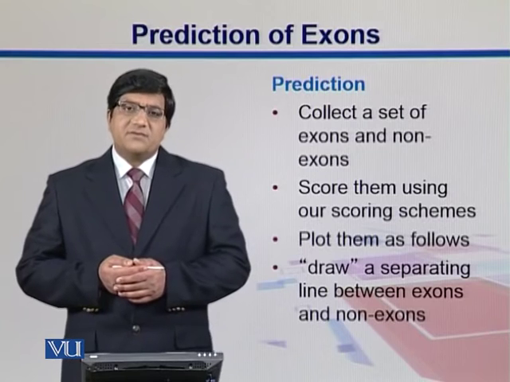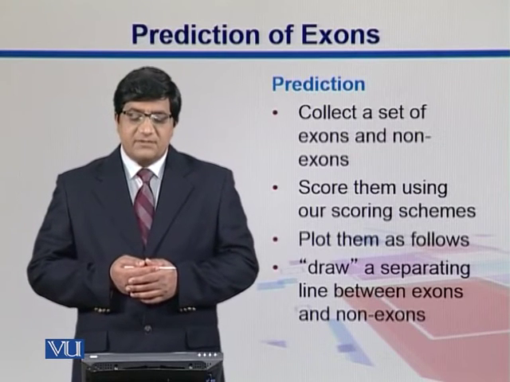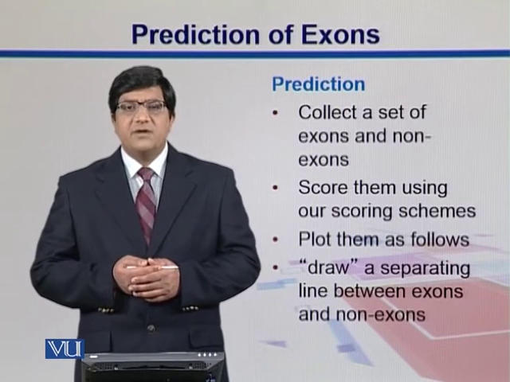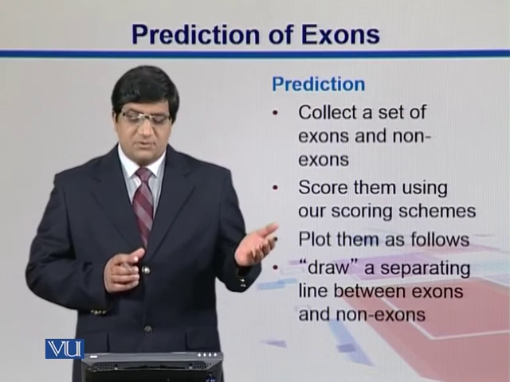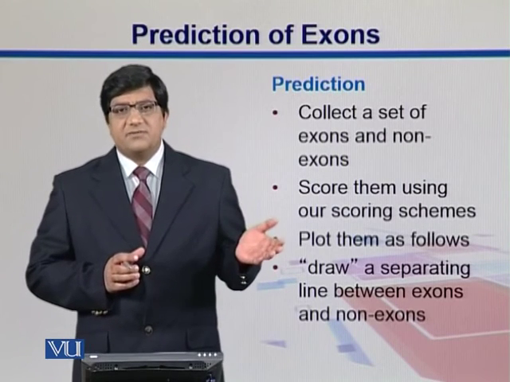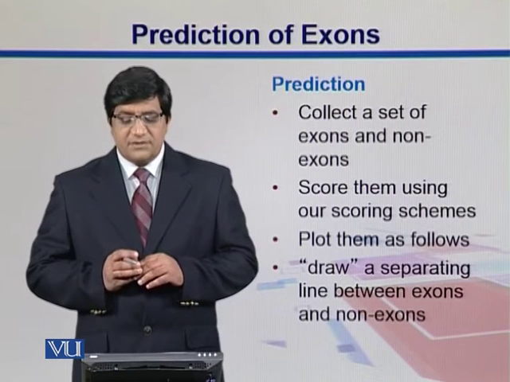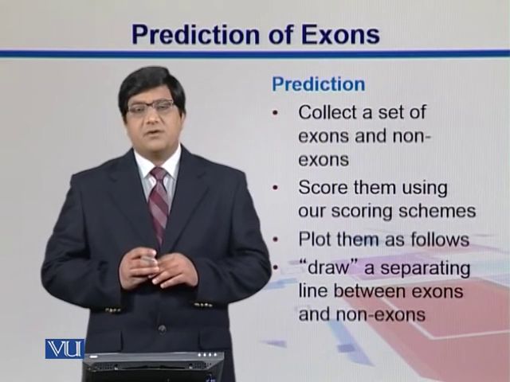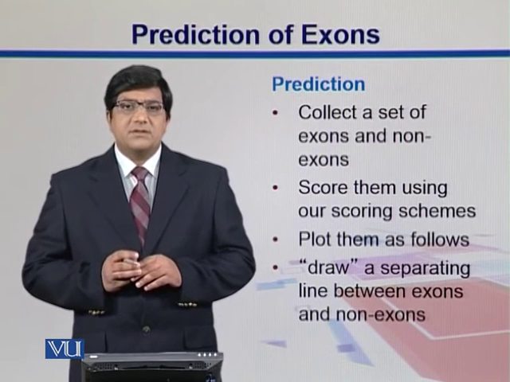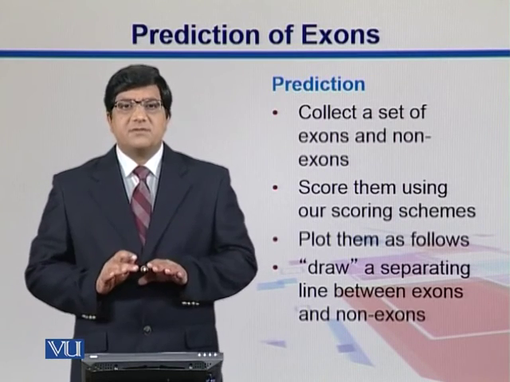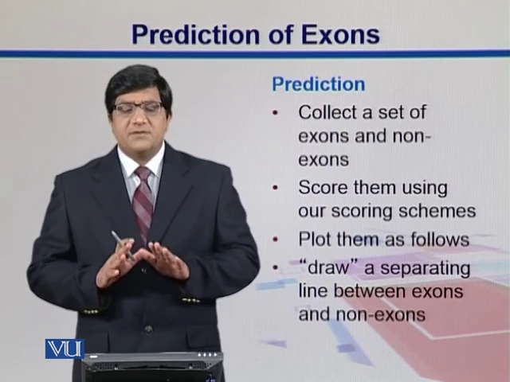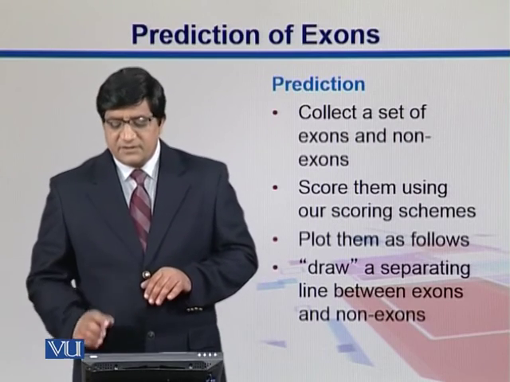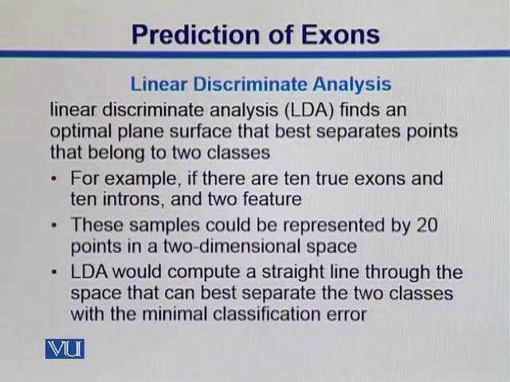As far as the predictions are concerned, what we do here is we collect a set of exons and non-exons. We take the known exons and we take some regions where we are not sure, or regions where we don't have exons. We score them using some scoring schemes, and then we plot them. Once we plot them, they are in a two-dimensional picture. Exons and introns must be separated from one another. There must be some line from where we can separate them.